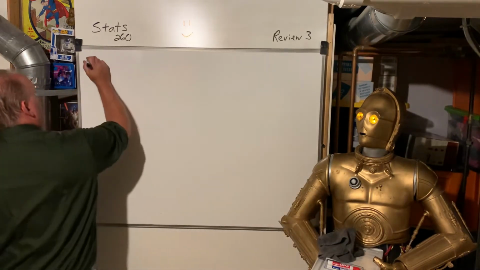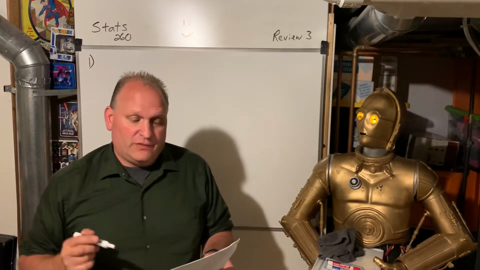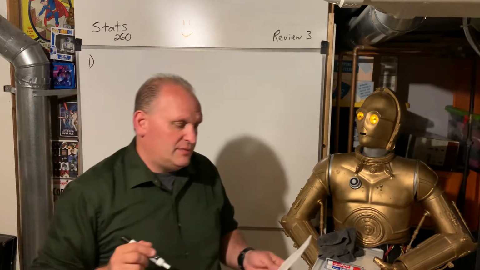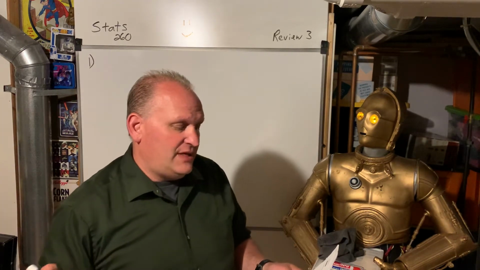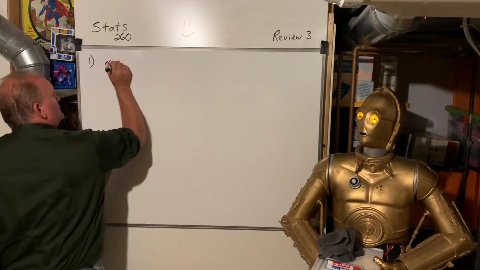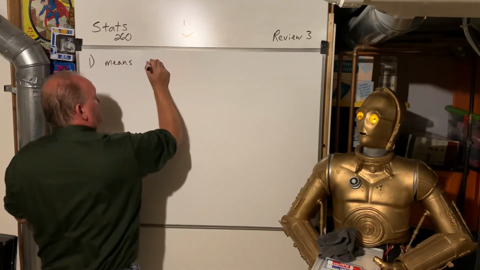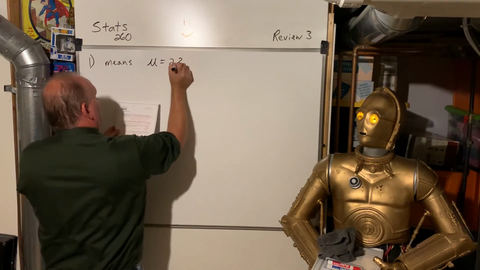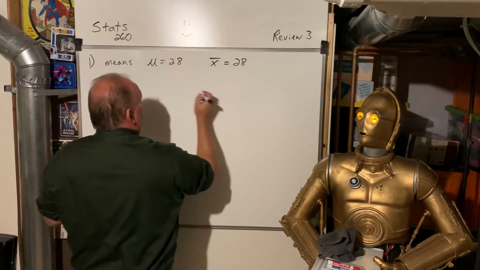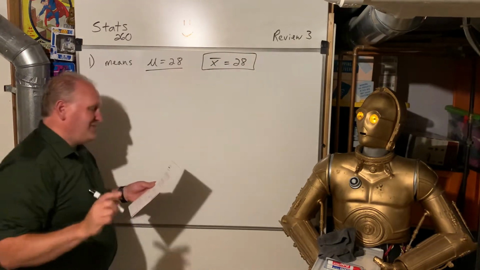Number 1, if a sample of size 70 is taken from a population with a mean 28 and a standard deviation 9, what does the central limit theorem tell us about the mean and the standard deviation? Well, the mean would be the same. So the mean is the same for the population and the sample. So if mu is given as 28, that means we can also use x bar as 28. So the mean of the population and the mean of the sample are both 28. The standard deviation is different.